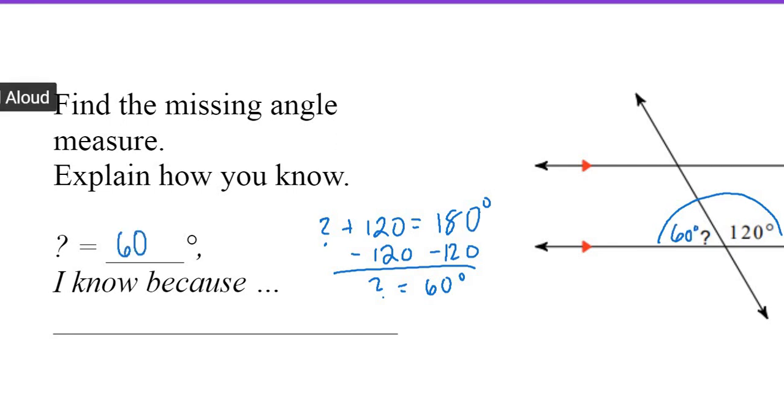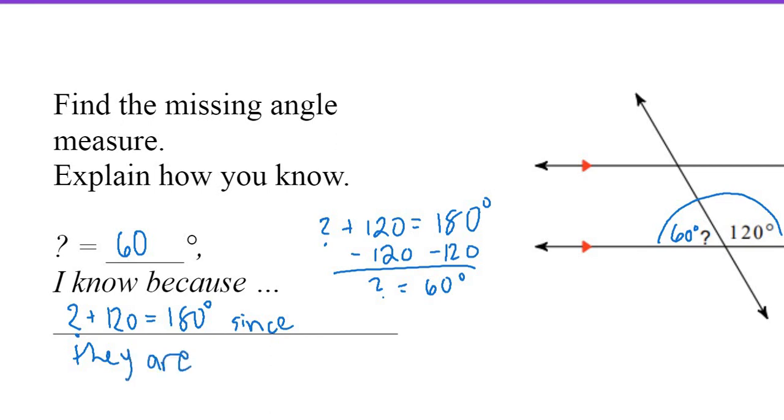And I know because the question mark plus 120 equals 180 degrees, since they are a linear pair.